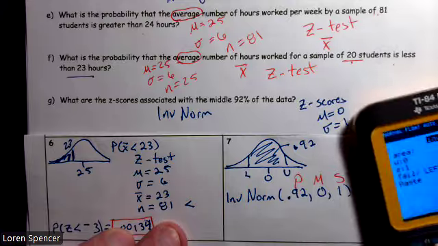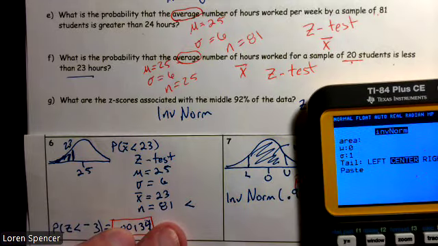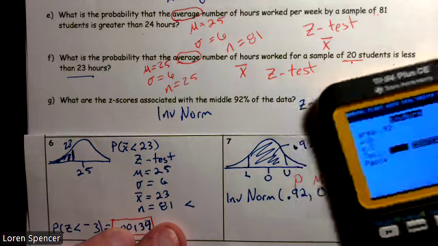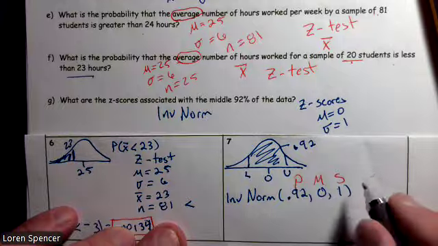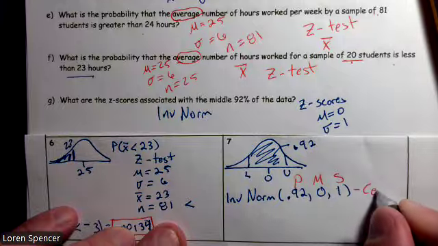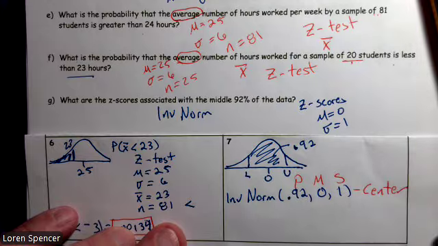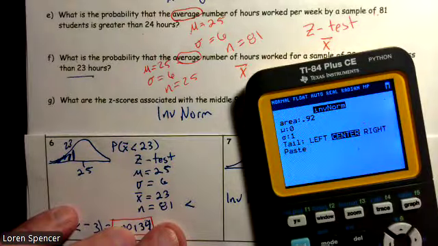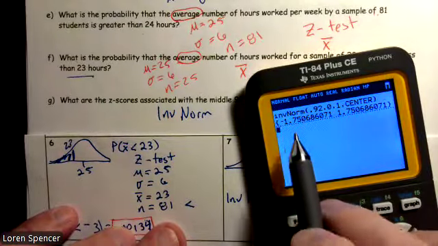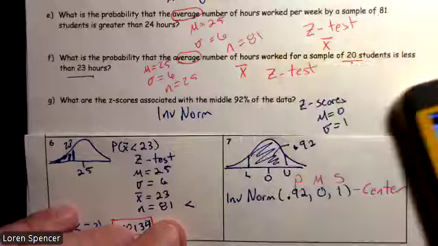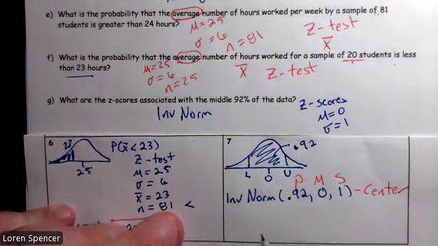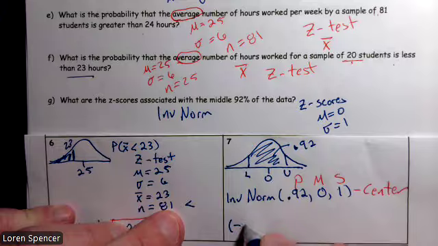All right, so let's load that into the calculator. So area 0.92, mean is 0, standard deviation of 1. We need it centered. I need to write that down because it is a centered value as opposed to left or right. And I end up getting two values, my lower and my upper, and I get negative 1.7506.